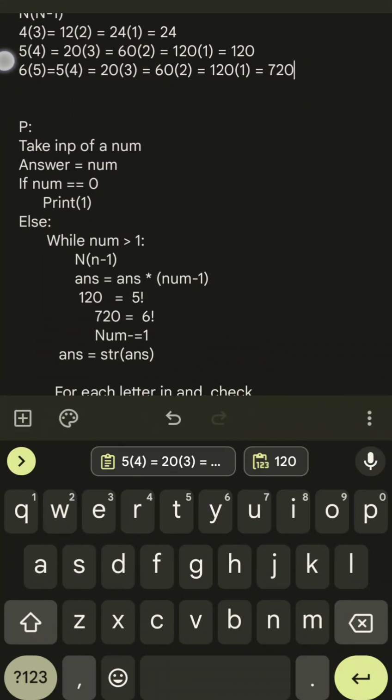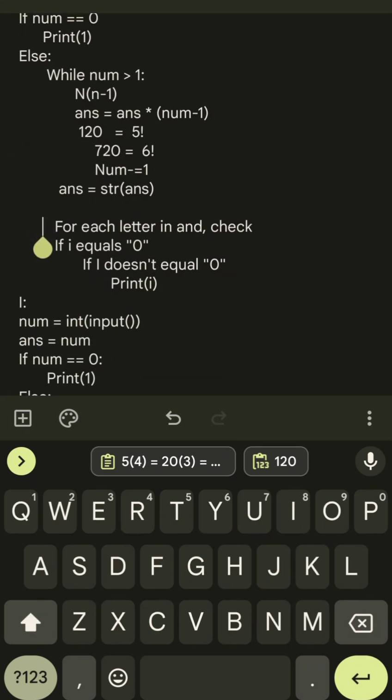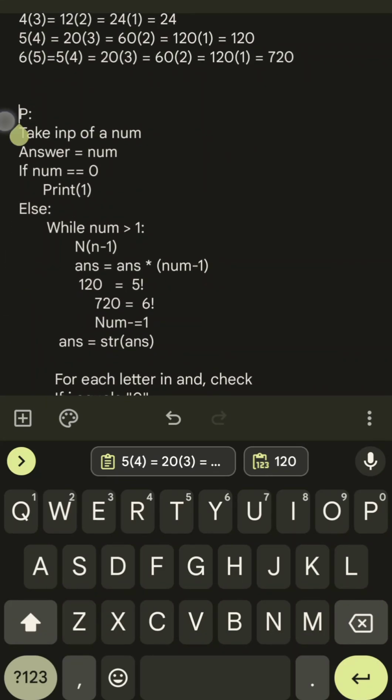So, going to the planning portion, I'm going to breeze through the first half of this. It's mainly the last part that we're focusing on for this video. So we have to take an input, and have the answer be equal to the number, so that we don't have a mess up of zeros, multiplying by 0 at the end of everything. And then we check if it's equal to 1, that's 0. Regardless, 0 factorial is 1, and so we print out 1.